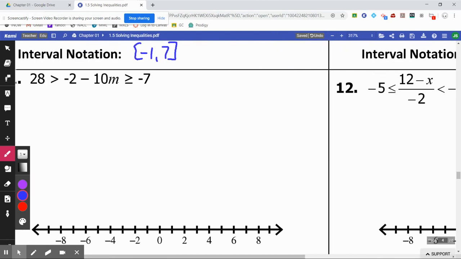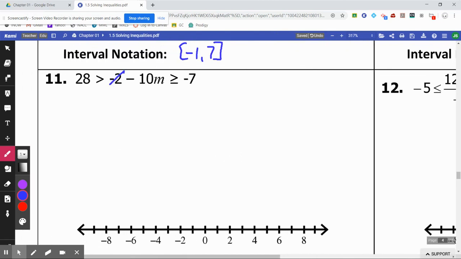Number 11. To get rid of -2, we're going to add 2. Make sure you do it to both outsides. That gives you 30 is greater than -10m is greater than or equal to -5. To get rid of the -10, we have to divide by -10. Since you are dividing by a negative, make sure you flip both symbols.